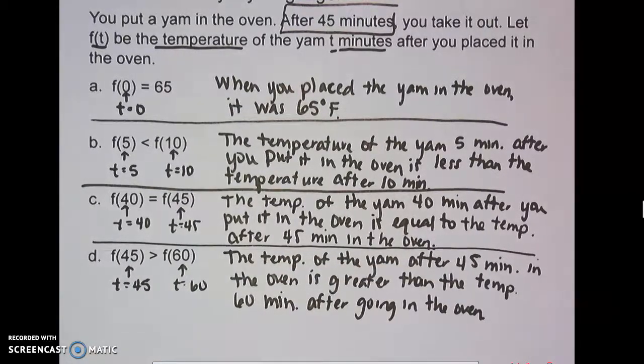So why would this make sense that the temperature after 45 minutes is greater than the temperature after 60 minutes? Well, after 45 minutes, we took that out of the oven, and so now it's starting to cool down after you've taken it out of the oven.